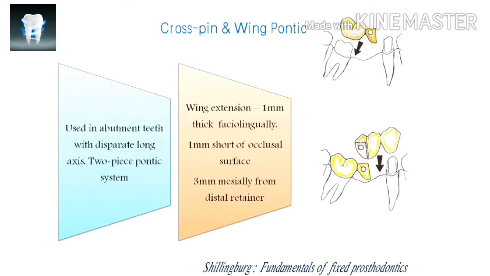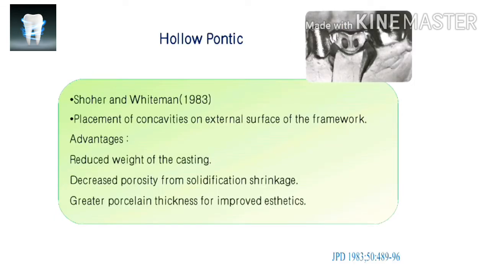the pontic. Next is a cross pin and wing pontic. It's used in abutment teeth with disparate long axis. It's a two-piece pontic system. The wing extension is about 1 mm thick facio-lingually. It is 1 mm short of the occlusal surface and 3 mm mesially from the distal retainer.